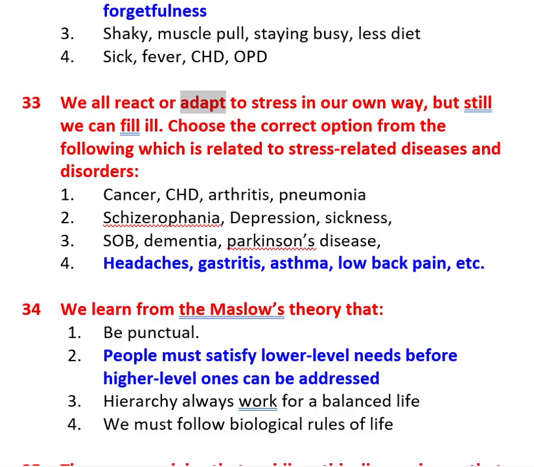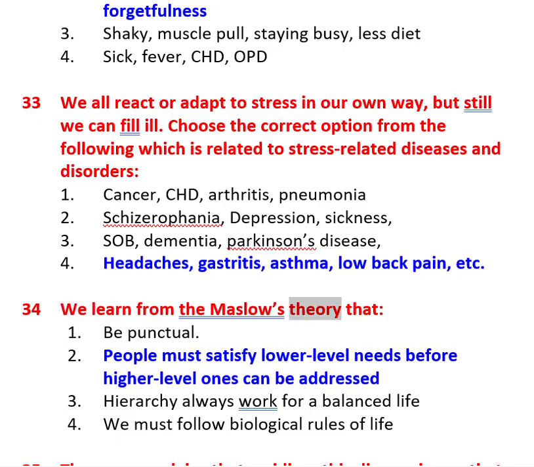33. We all react or adapt to stress in our own way, but still we can feel ill. Choose the correct option from the following, which is related to stress-related diseases and disorders. Cancer, CHD, arthritis, pneumonia. Schizophrenia, depression, sickness. Dementia, Parkinson's disease. Headaches, gastritis, asthma, low back pain, etc.